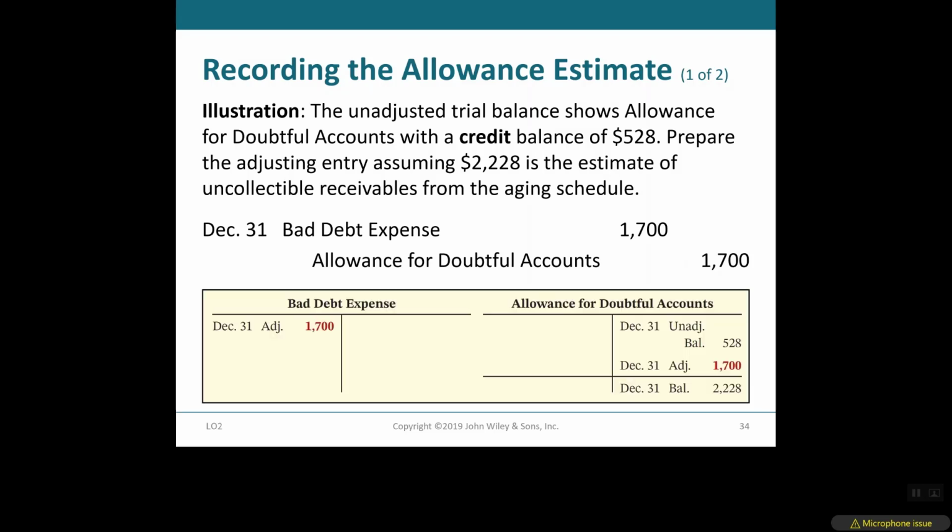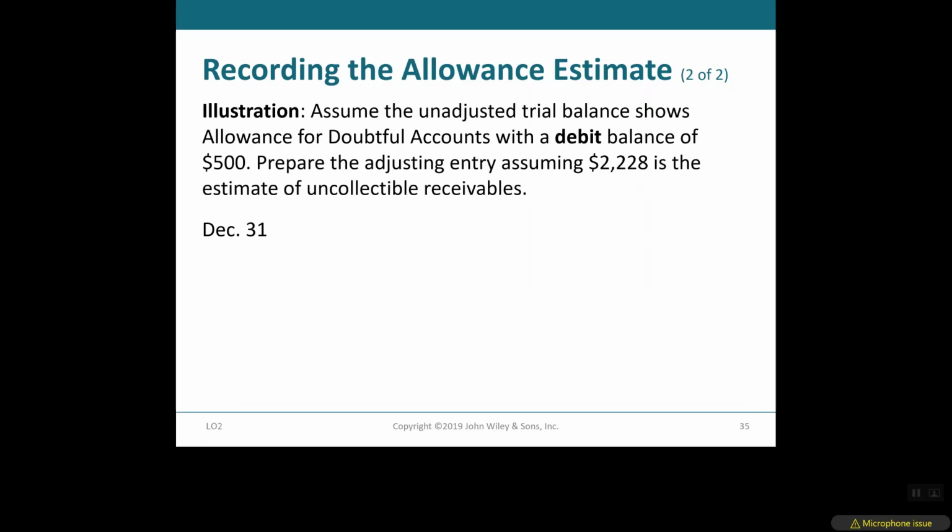All right, so we have, like we said, a debit to the bad debt expense, and then we have our adjusted balance to be 1,700. Our balance at the end of the day is 2,228. Our beginning balance was 2,528. All right, so let's assume that in the previous question we had a debit balance.